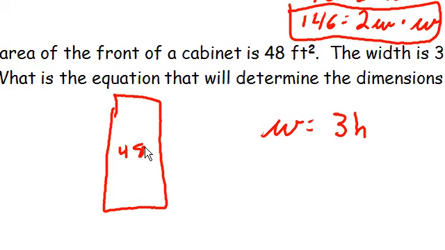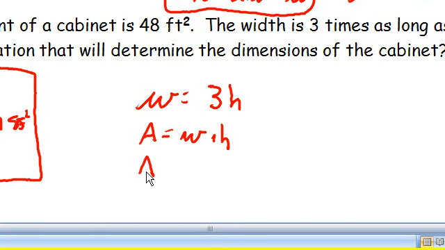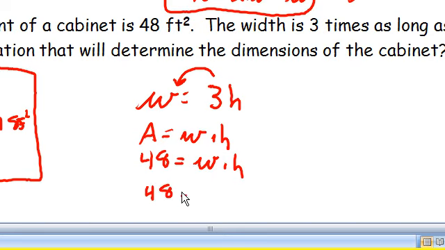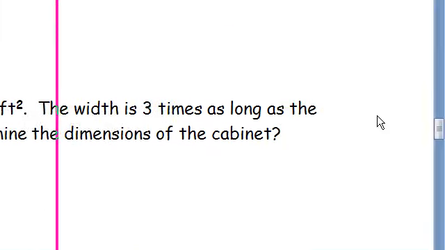And we know that the area is 48 feet squared. We know area is width times height, so 48 must equal W times height, and we saw up here that W equaled 3H, so 48 equals 3H times H. You could even leave it like that if you want to, and that'll find you the height. And that's good enough for me. Okay, let's go down to number 19.